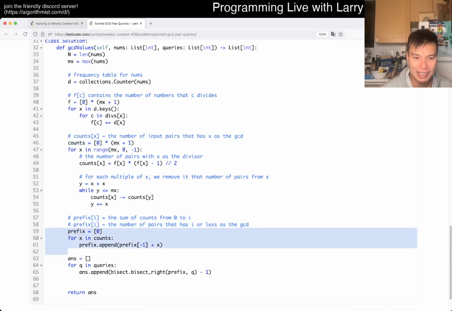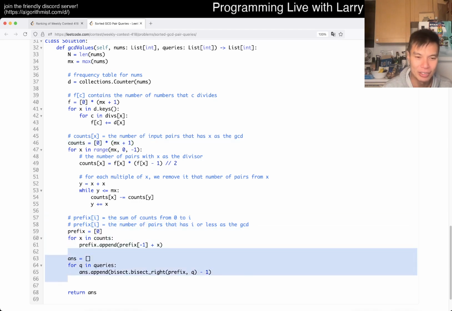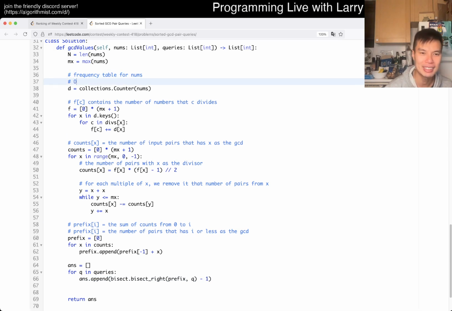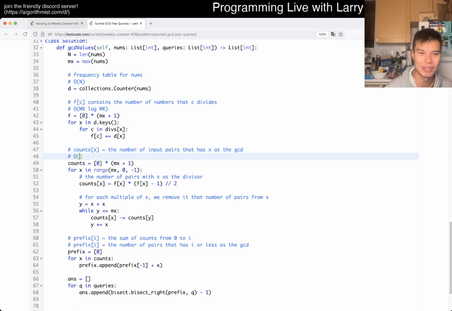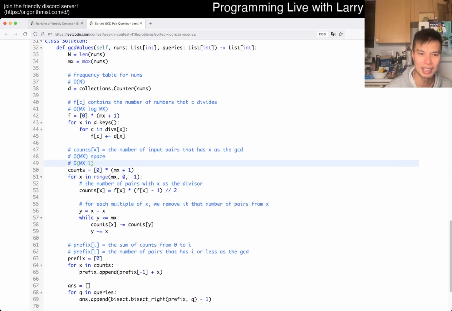And this is linear. This is n log q log n, or not even that, q log mx. So okay, let me write it all out. This is O of n. This is O of mx, log mx maybe, give or take. This is O of mx space, but O of mx log mx time.